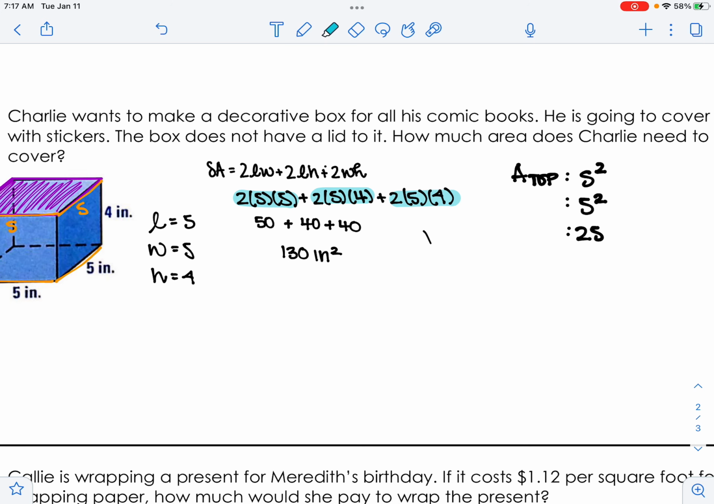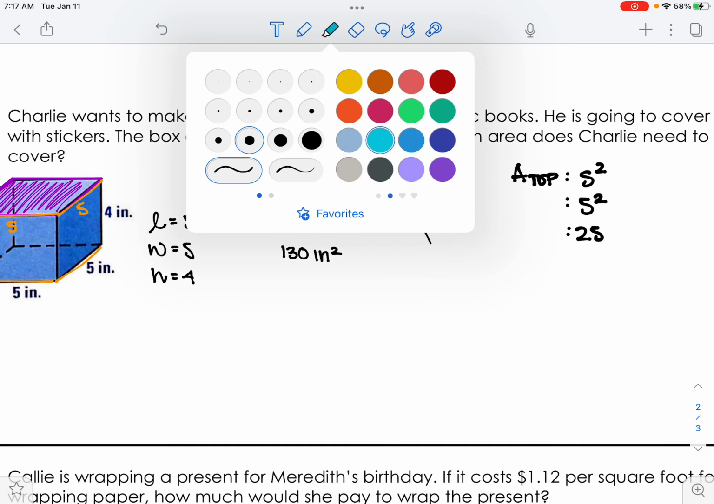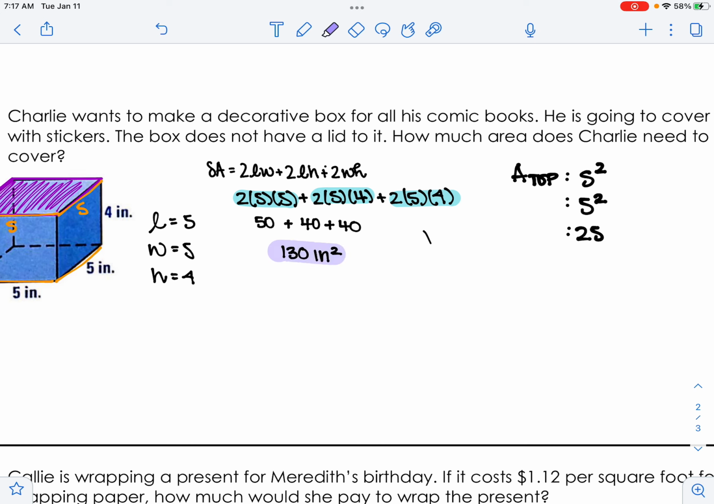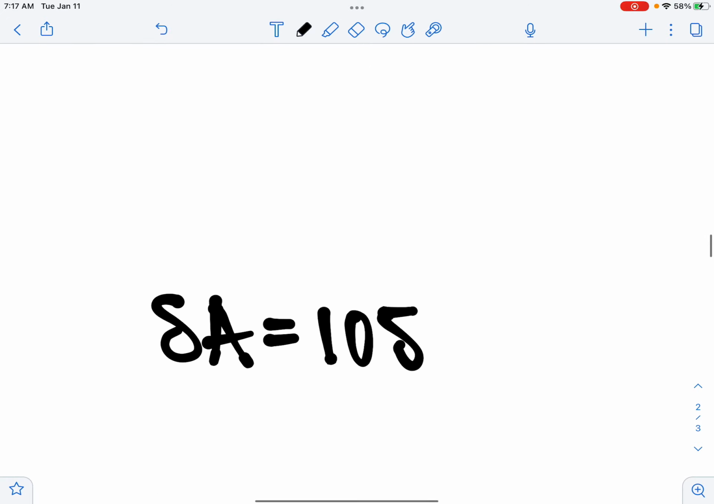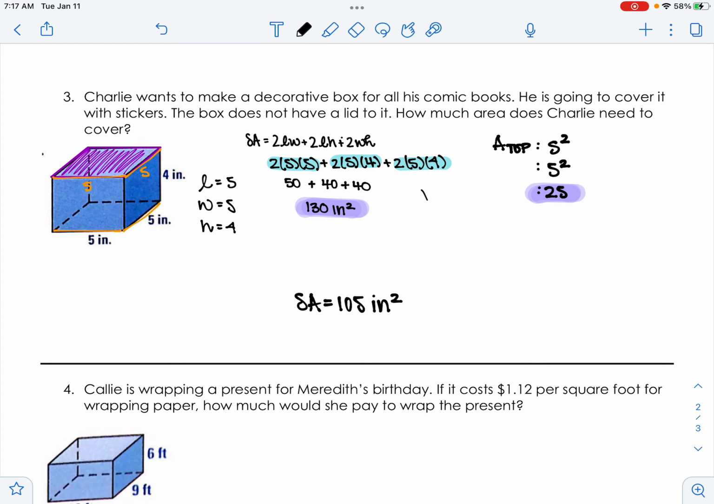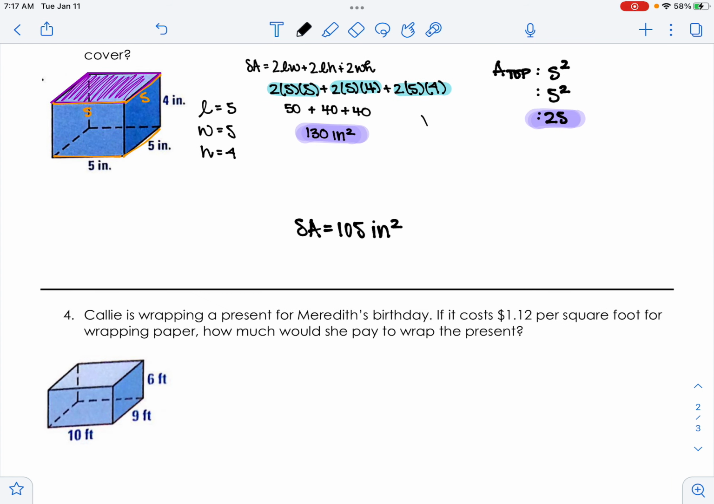So what we're finally going to do to find the surface area of the box without the lid is take that total surface area, and then subtract the area of the top, and then that's going to be my final answer, all right? So my surface area is going to be 105 inches squared. So not bad. You just have to figure out exactly what this question is asking you to do, and the application of the fact that we have to subtract the top, okay?